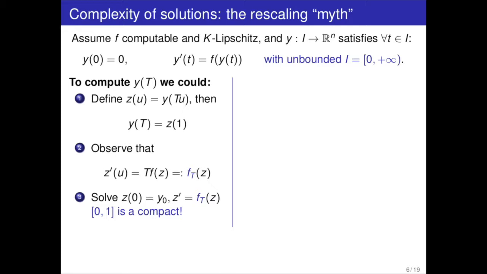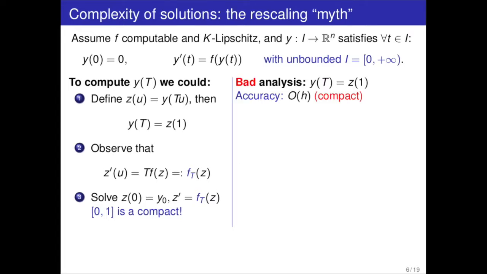Well, you could say this is easy. I just define another differential equation where I put my t inside so that the solution at time 1 is equal to what I'm looking for at time t. And then this satisfies a new differential equation, but now I only need to solve it over 0, 1, which is compact. Okay? And then you could say, oh, well, this is great. Now my algorithm has accuracy big O of h, and everything works.